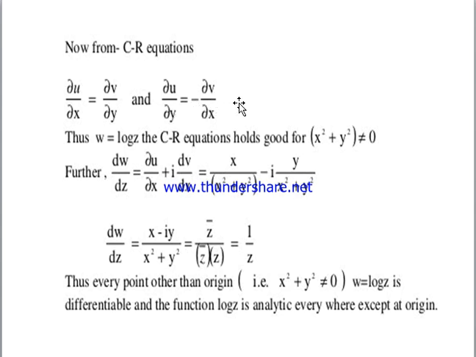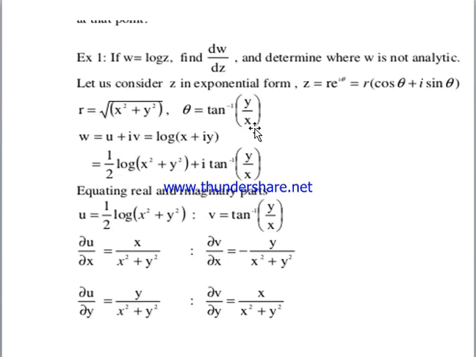So we can write w equal to log z. CR equations hold good for x square plus y square not equal to 0. Dou u by dou x is equal to dou v by dou y. Both are equal. You have to see this, x by x square plus y square and x by x square plus y square. Dou u by dou y is equal to y by x square plus y square, and dou v by dou x is minus y by x square plus y square. Clearly you can see this.